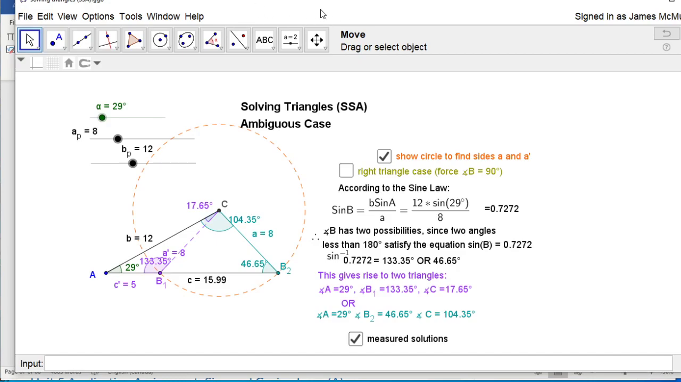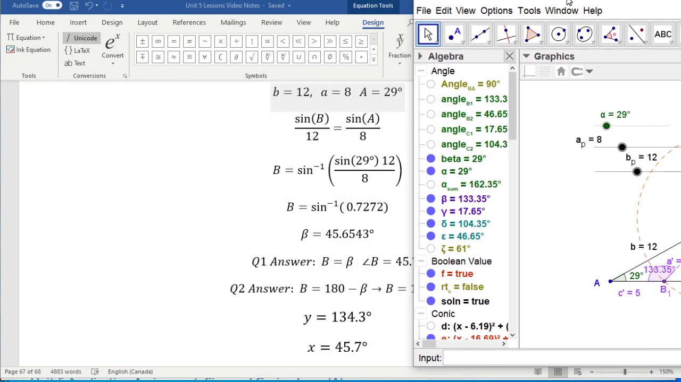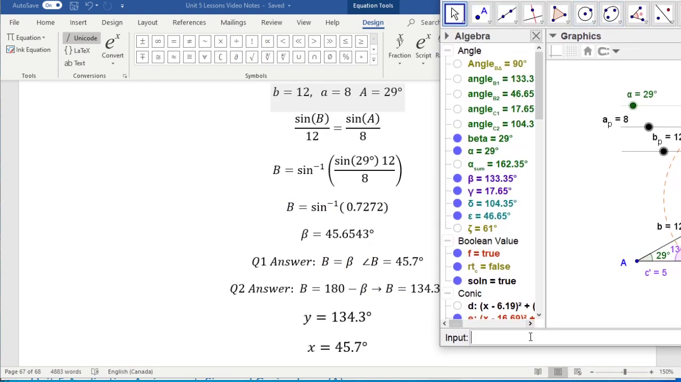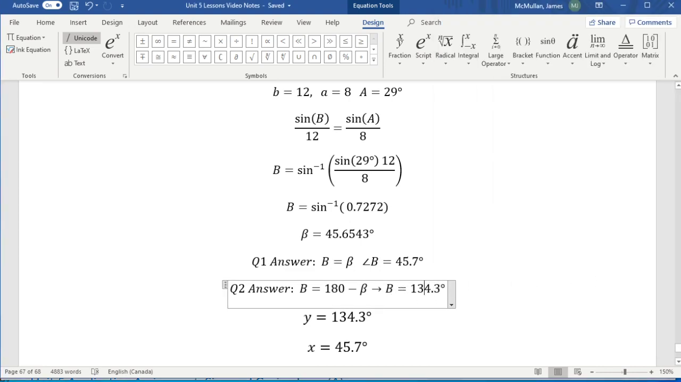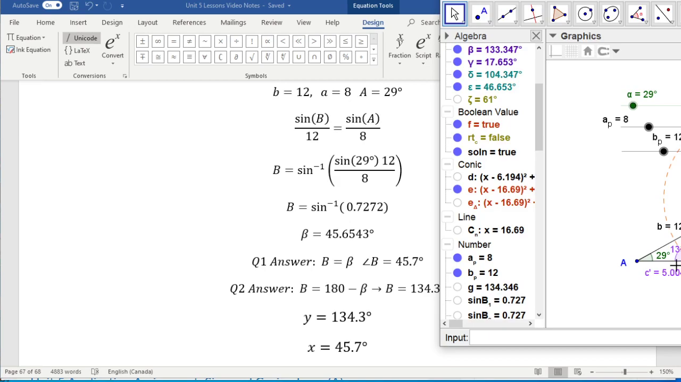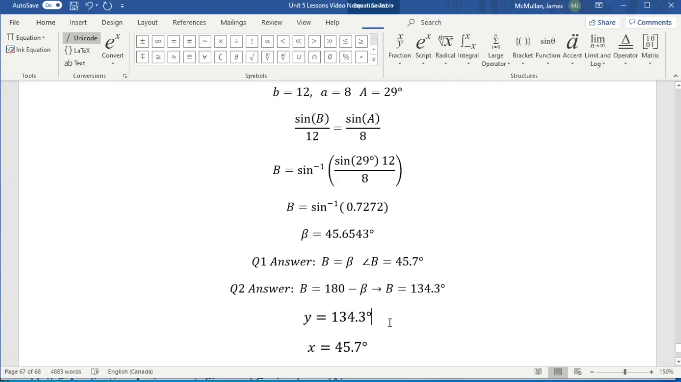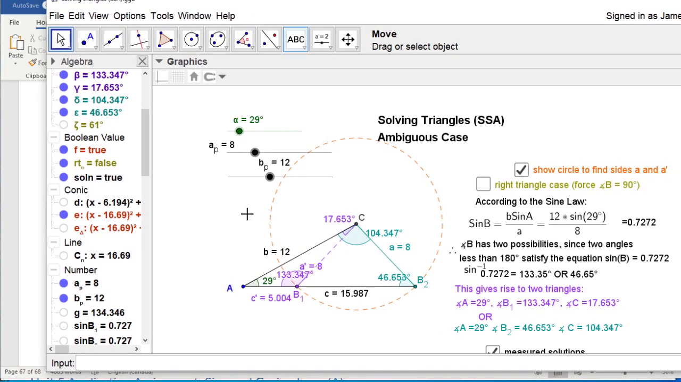So 180 minus 45.6543 is 134.35. Let's round it to 134.3. 134.346 to the nearest tenth would be 0.3. Yeah. So why is this saying point... Oh, it's like 3.4. Yeah, I'm sorry. I'm just not rounding properly. I don't know what I'm doing. It's saying the same answer. Sorry. You see it says here, it says 0.347.